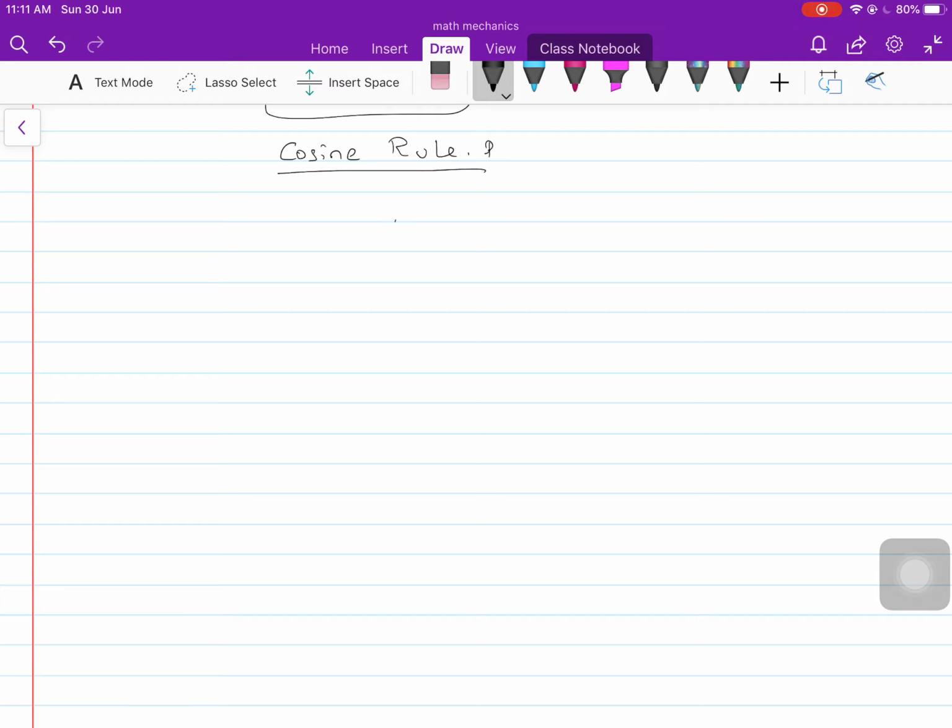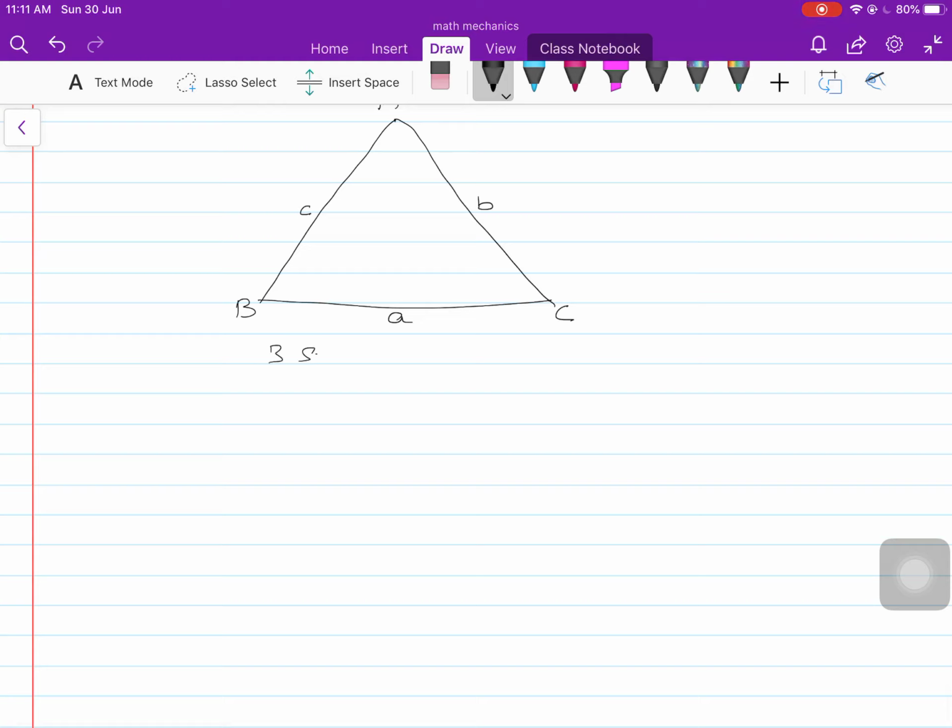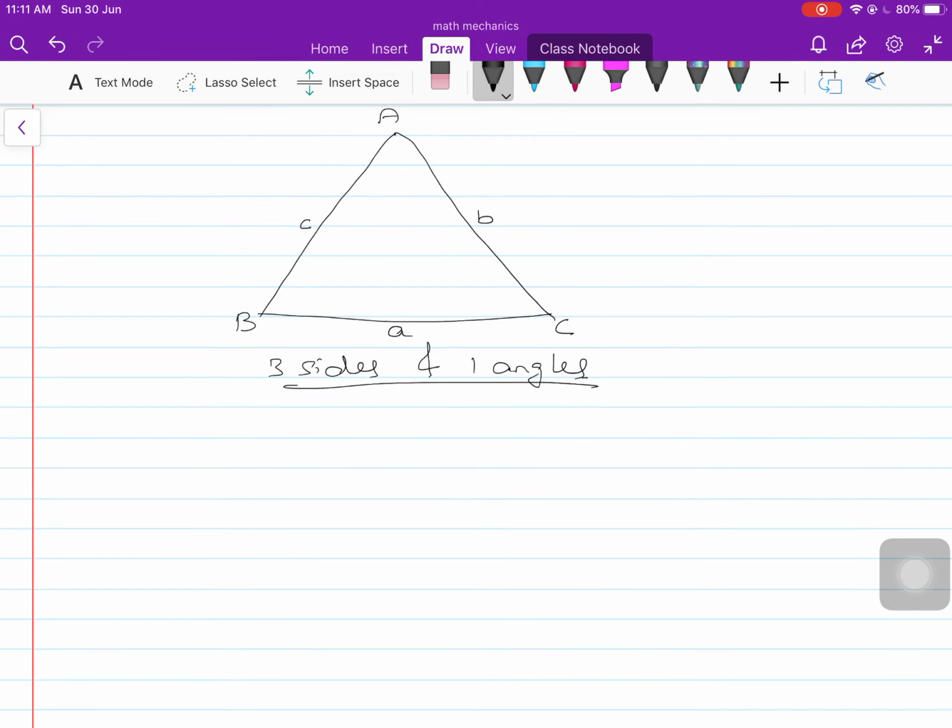So this is again a non-right angle triangle, A, B, C. The side opposite to A is a, this is c, and this is b. Now when three sides and one angle are involved, whenever three sides and one angle are involved, you use cosine rule.